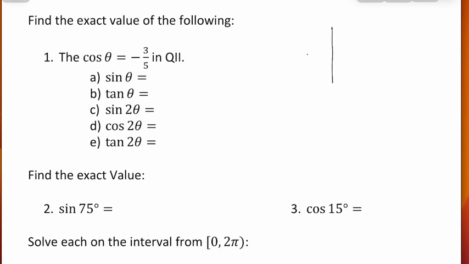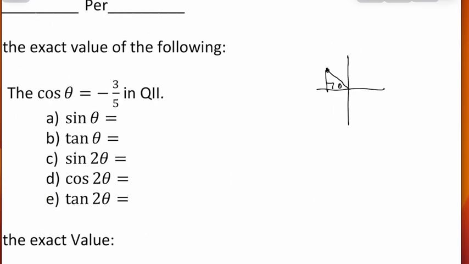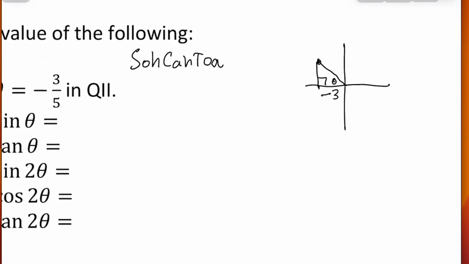So the first thing I want you to do if we're in quadrant 2 is put a point in quadrant 2, connect it to the origin, and make your triangle. Your theta is always the angle closest to the origin. Now, remember cosine, we're going to go back to SOHCAHTOA. Cosine is adjacent over hypotenuse. Because it's going to the left, your adjacent is negative, your opposite is positive, and your hypotenuse is always going to be positive, okay?